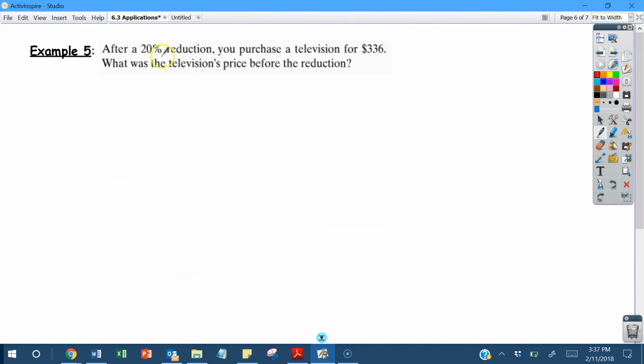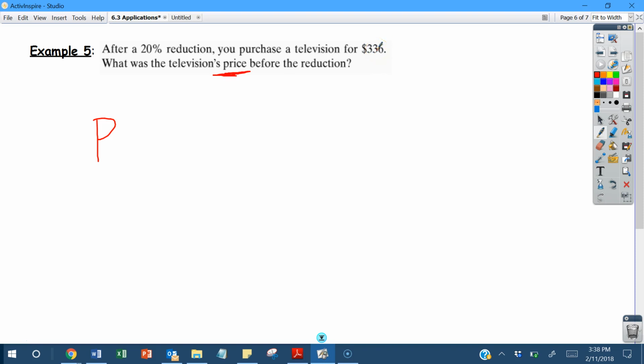All right, here's another problem. After a 20% reduction, you purchase a television for $336. The question asks, what is the television's price before the reduction? What we don't know in this case is the price. What's the price before the reduction? So we can call the price P. And if we reduce the price by 20% of that price, we end up with $336.